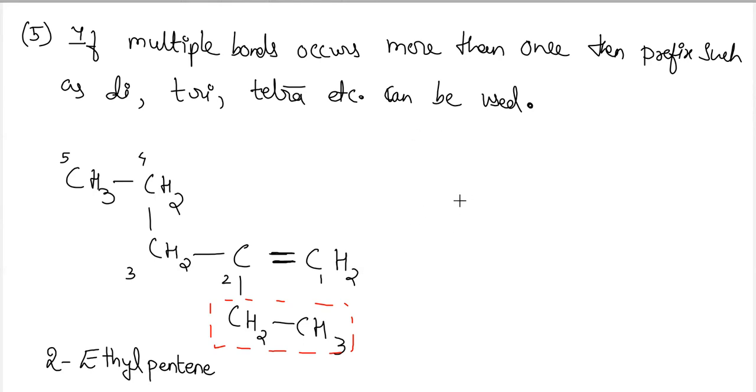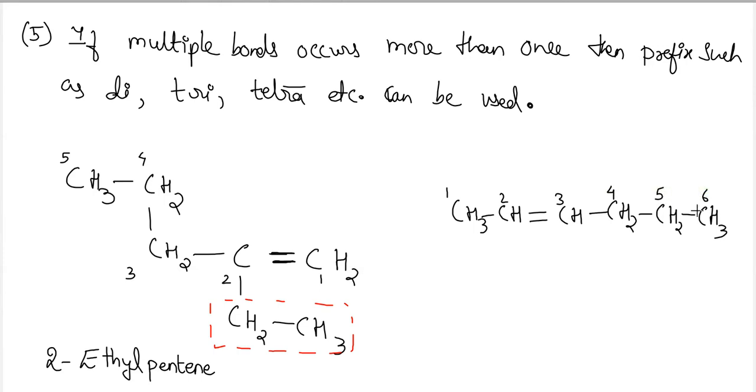Similarly, if we take one more example, that is CH3, CH double bond CH, CH2, CH2, CH3. Here the numbering of the compound can be done from both sides, from the right hand side and from the left hand side. When we number from the left hand side, the position provided to the multiple bond is second, while when we number from the right hand side, the lowest number provided to the multiple bond is 4.